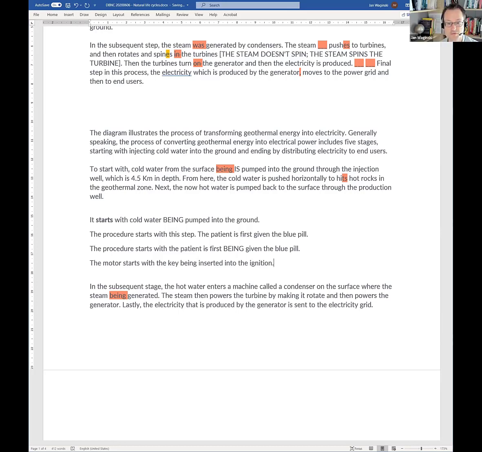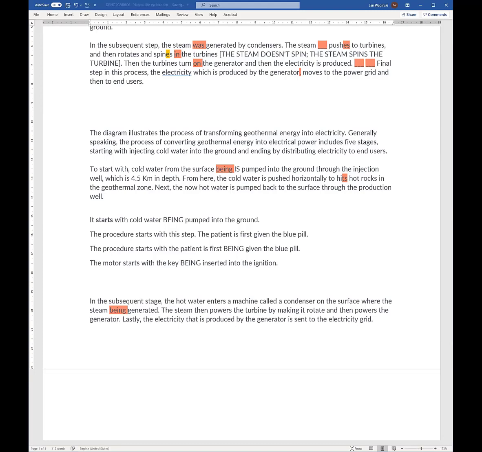Okay. How about someone else making a sentence like this? The children are being given toys. Sorry, it's really quiet. The children are being given toys. So this is a bit different. Are being given. Do you know what verb tense that is?